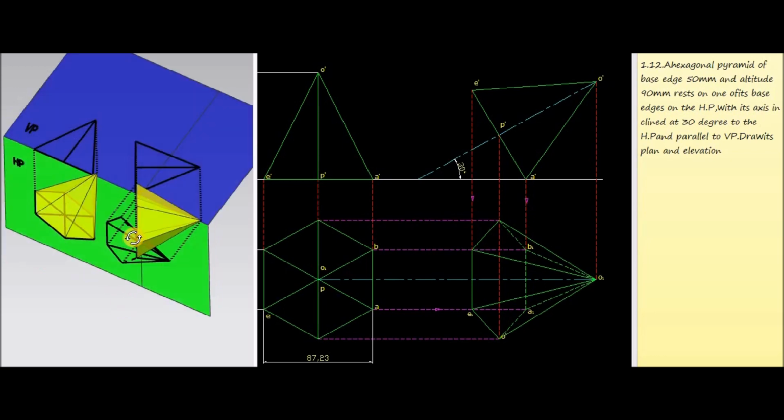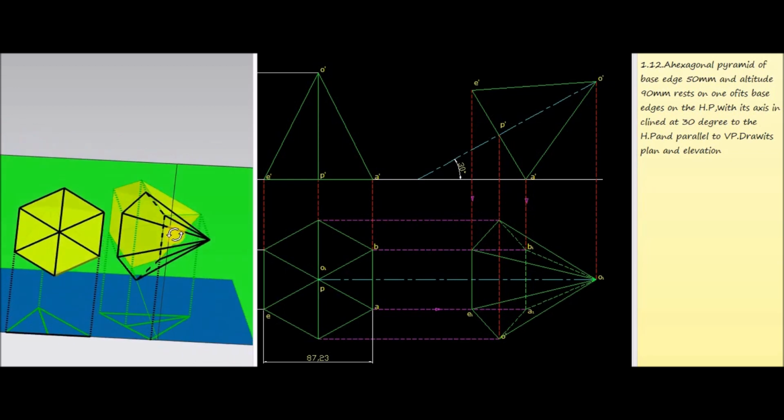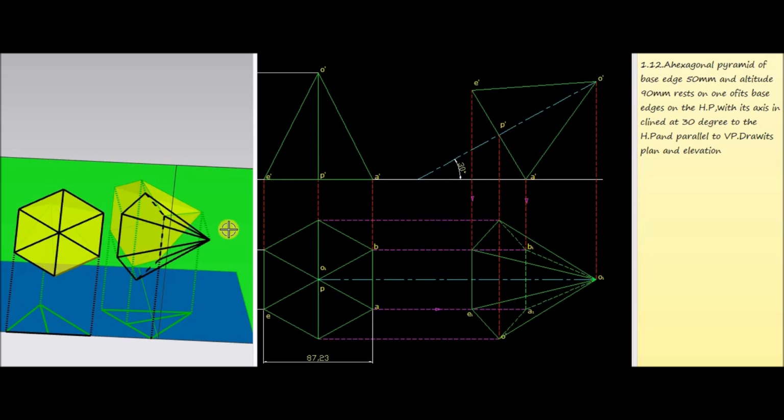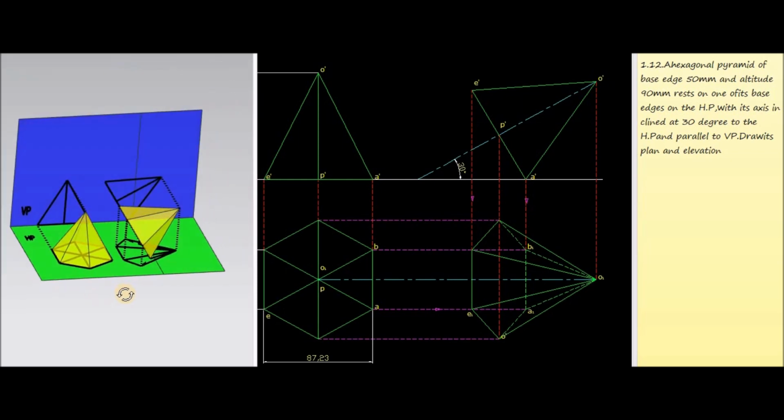Again, join all those corners and the vertex. Now these dotted lines represent the edges which are not visible, and these thick lines represent the edges which are visible. Now join all these corners to the vertex. Now we will get the top view of the hexagonal pyramid like this. This one represents the top view. So this is the three-dimensional representation of the question.